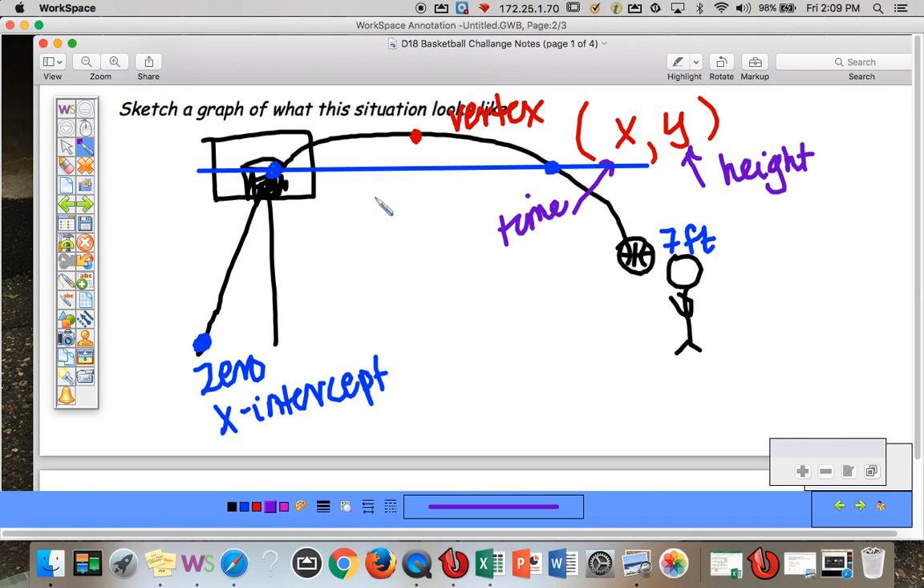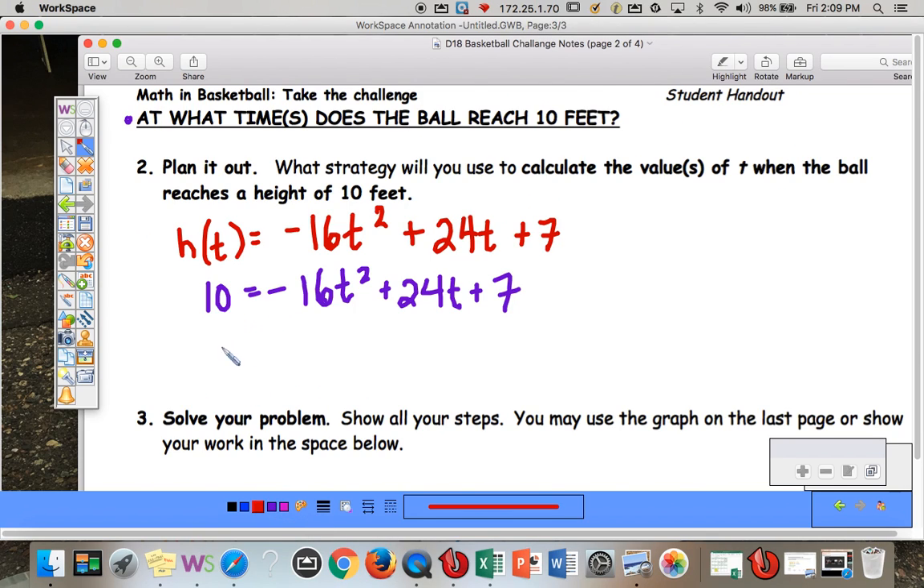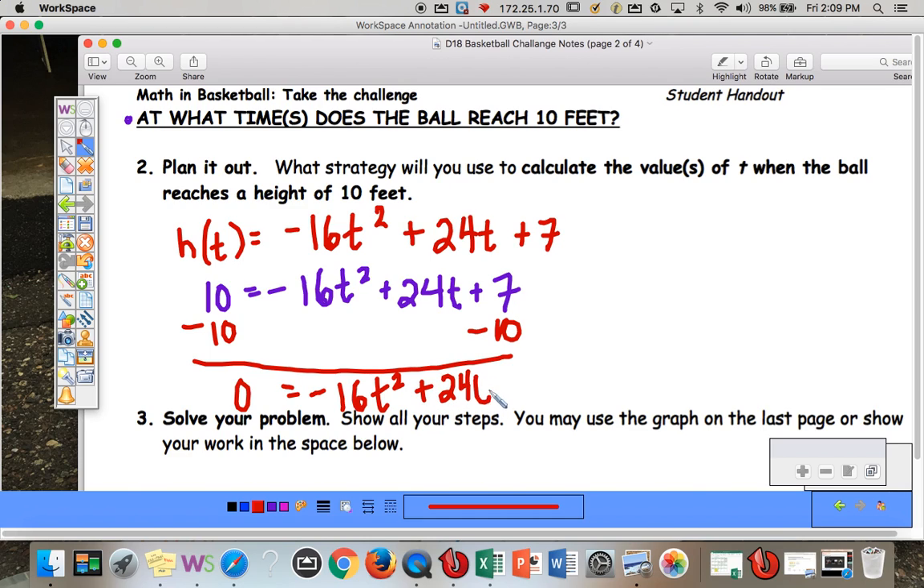But if we look at the graph, if we want to find the x-intercepts here, we need 0 on one side, and then we can use the quadratic formula. So let's do that. Let's subtract 10 from each side to get 0 on one side. That'll equal negative 16t squared plus 24t minus 3. And now we can solve this to find the zeros. Again, if this is our picture and we want to see when it reaches 10 feet, we can use the quadratic formula.